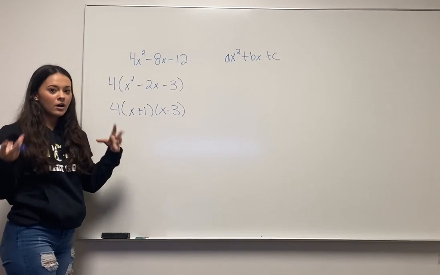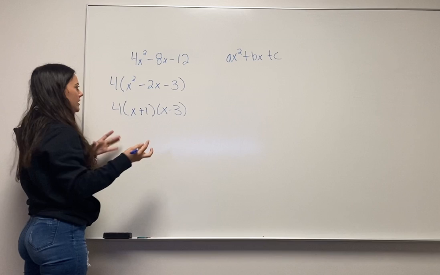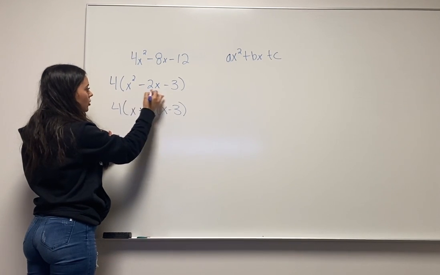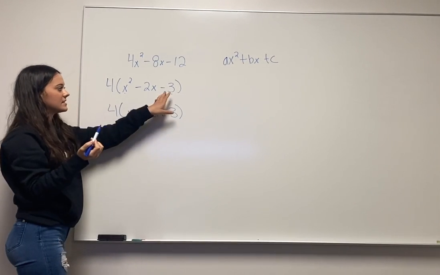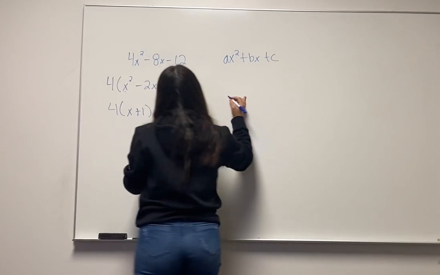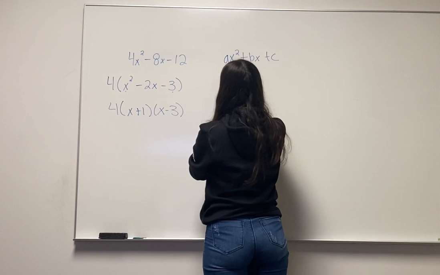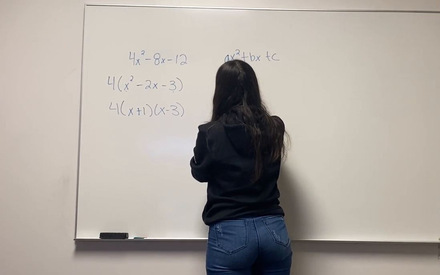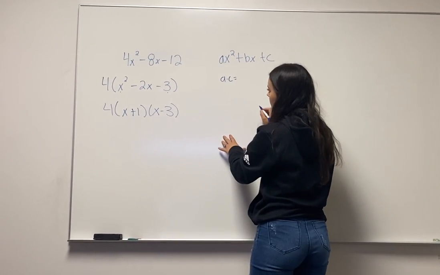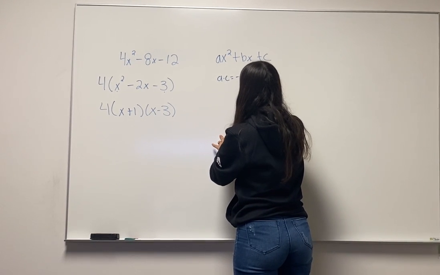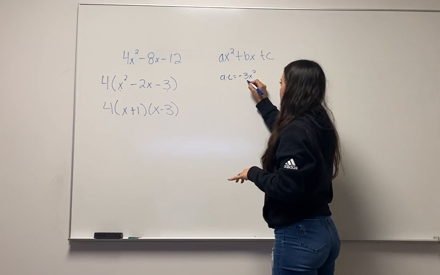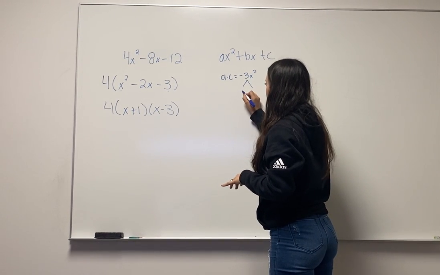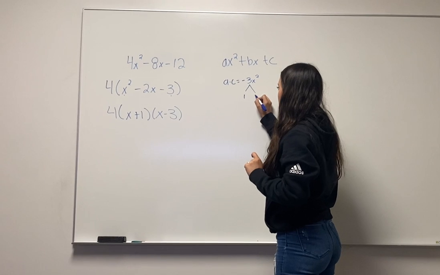However, if you're not familiar with factoring, you're going to take your a term, which in this case is x squared, and your c term, which in this case is negative 3. And to solve this the second way, you're going to multiply a times c, which will give you negative 3x squared. From here, you're going to list the factors of negative 3.